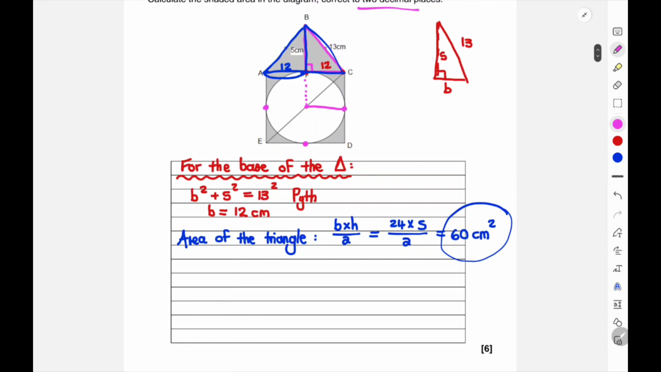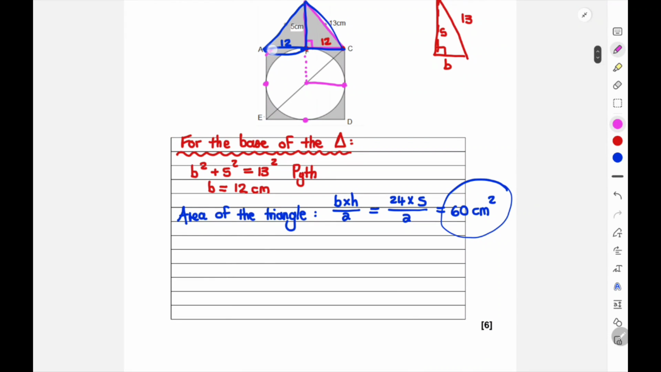Now let's look at the last one. Okay, so this part, how do we get the shaded area here? We're going to work out the area of the whole square, and then we're going to subtract the area of the circle, and it's going to leave me with that shaded area part there.